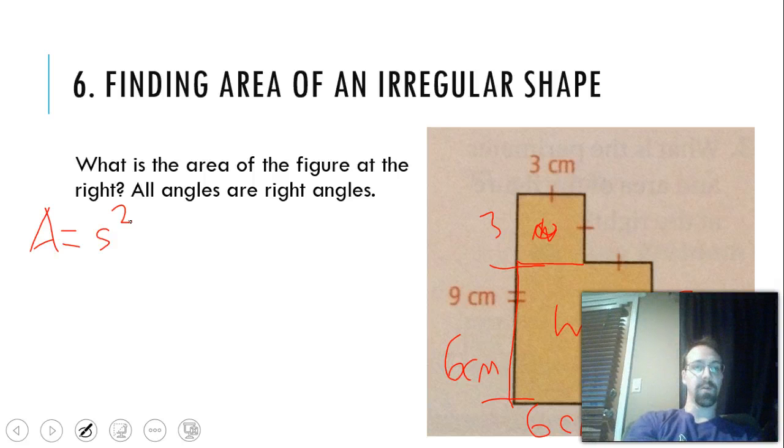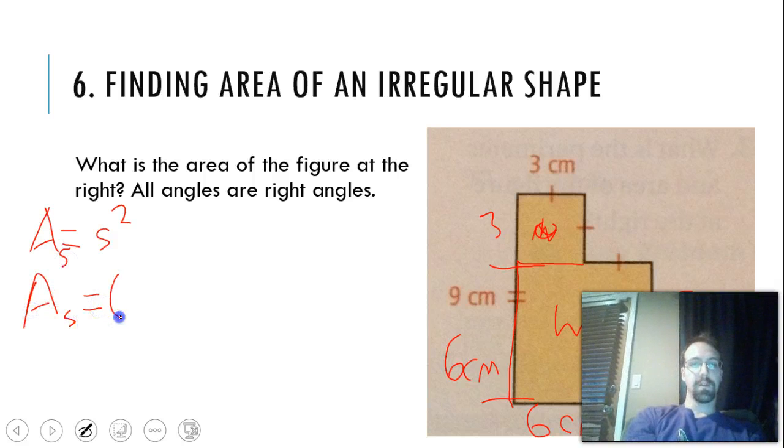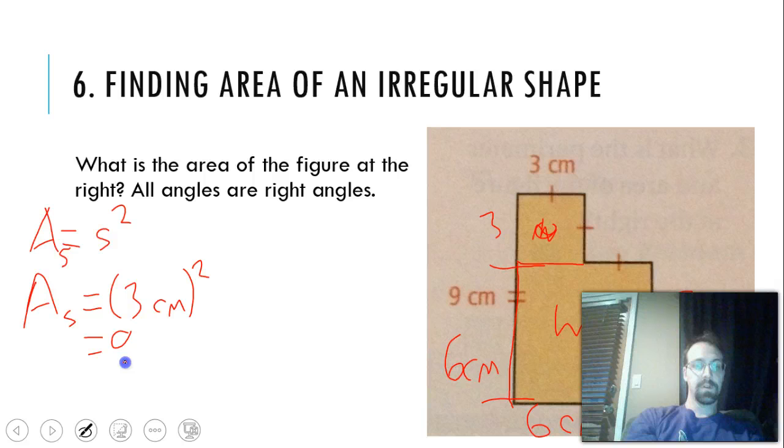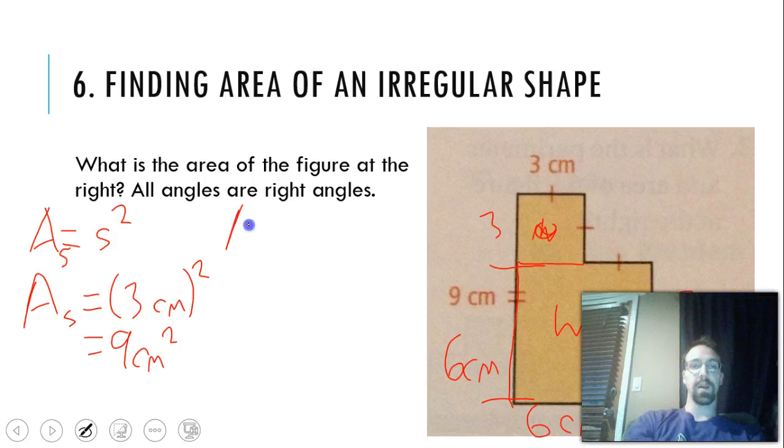So the area of the small ones. I'm going to use area sub s to represent my small ones. So area sub s of my small ones is 3 centimeters squared. 3 times 3 is what? 9. So I have 9 square centimeters. So there's 1. So let's go ahead and do the big one now. The area of the larger one.